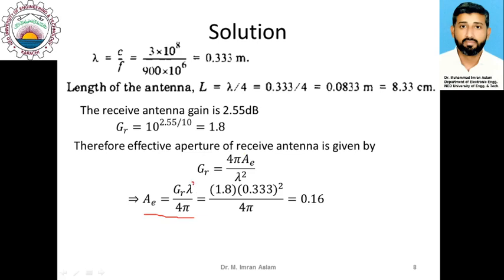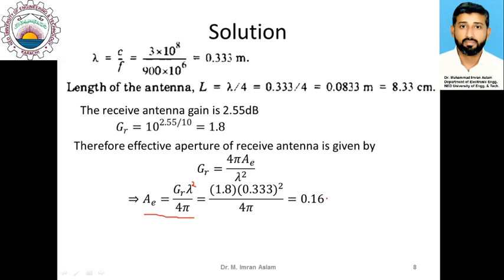So from this relationship we can calculate the effective aperture for the receiver antenna. It should be squared here. I'm sorry for the mistake; I'll correct it in the final version. So A is equal to GR lambda squared upon 4 pi. This would be 1.8 into 0.333 squared over 4 pi. So you would see the effective aperture to be equal to 0.16.